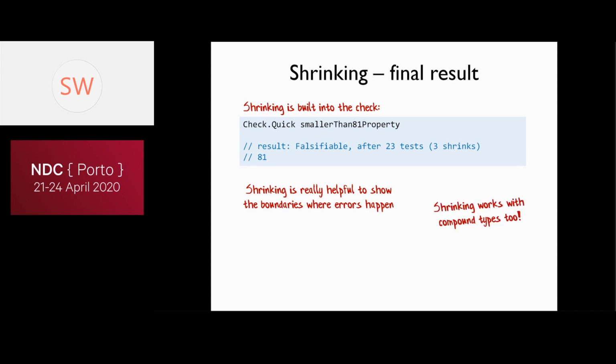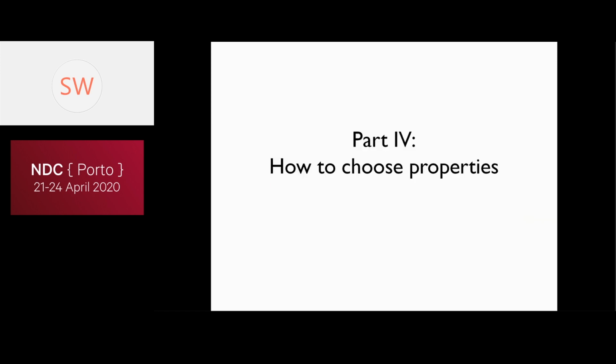And it works for more compound types. Obviously, I used integers as a simple example, but it will work for more complicated types as well. It'll try and find the smallest thing that will fail the test. Right, so that's how property testing works.